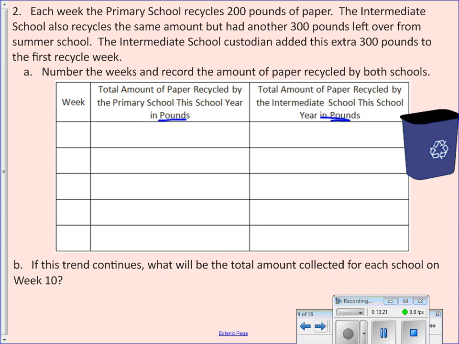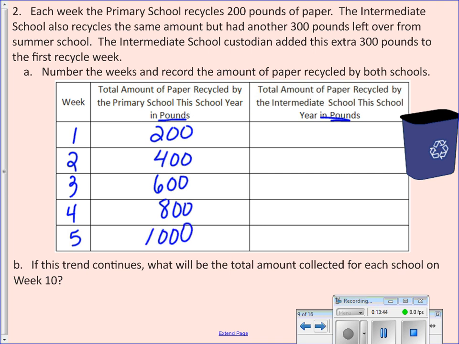So now let's label the weeks of school. So how many did the primary have the first week? All right, and then each week we added 200 more. Questions on any of those? Each week the primary school collected another 200 pounds. Should be 1, X plus 1.